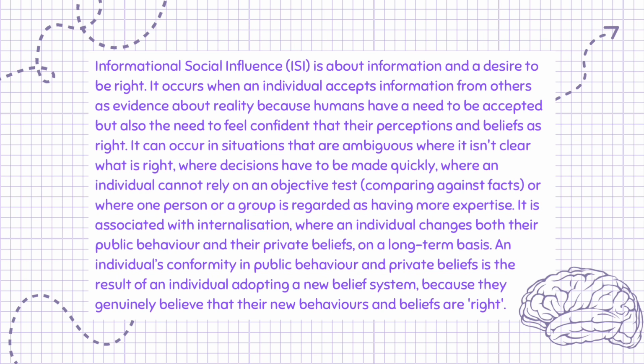It can occur in situations that are ambiguous where it isn't clear what is right, where decisions have to be made quickly, where an individual cannot rely on an objective test, comparing against facts, or where one person or a group is regarded as having more expertise. It is associated with internalization, where an individual changes both their public behavior and their private beliefs on a long-term basis. An individual's conformity in public behavior and private beliefs is the result of an individual adopting a new belief system, because they genuinely believe that their new behaviors and beliefs are right.